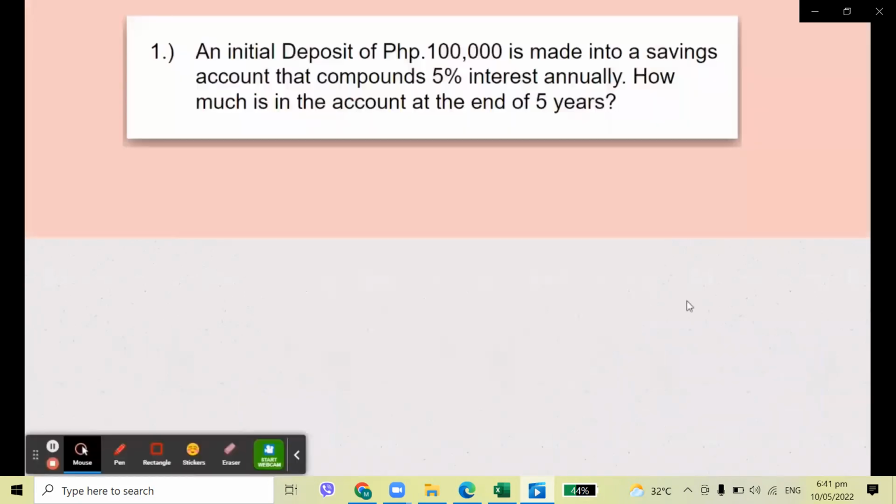Sample question number 1. An initial deposit of 100,000 is made into a savings account that compounds 5% interest annually. How much is the account at the end of 5 years?